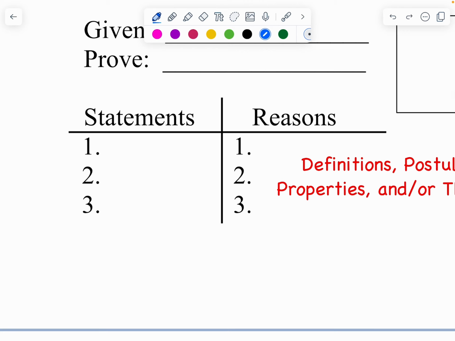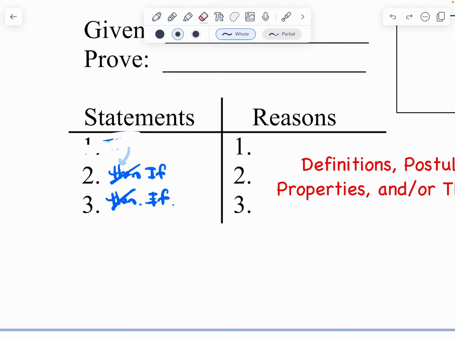The statements, these are statements that you're going to have to come up with on your own, right? And it's basically just a big long string of if-thens, which is really cool, right? So basically you're like, okay, well, if this is true, then this can be concluded. And then that new statement becomes your new if. So if that's true, then this must happen. And then this becomes your if. And you keep going and going and going until you prove what you're trying to get to.